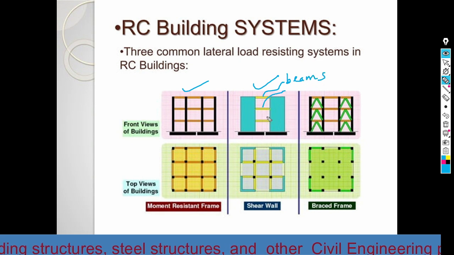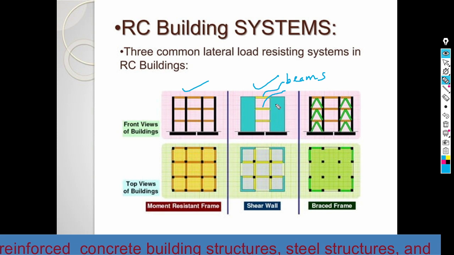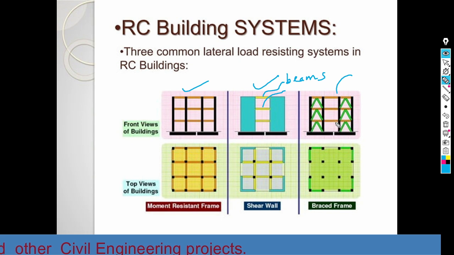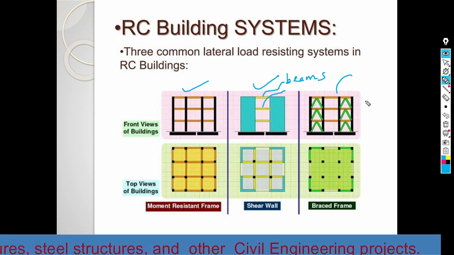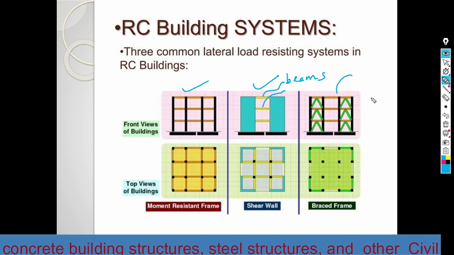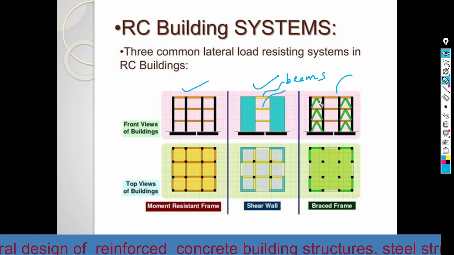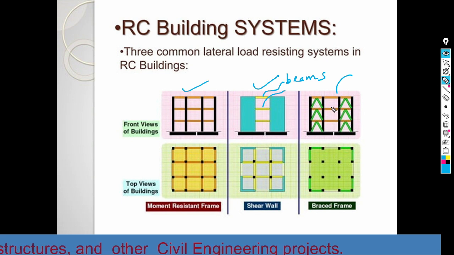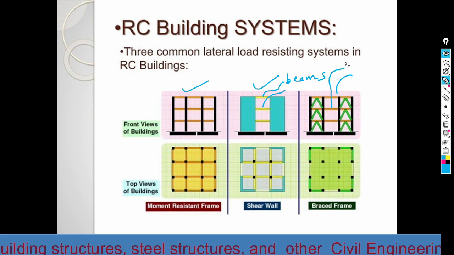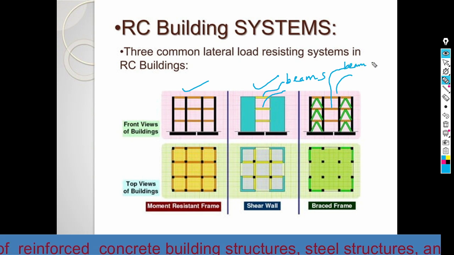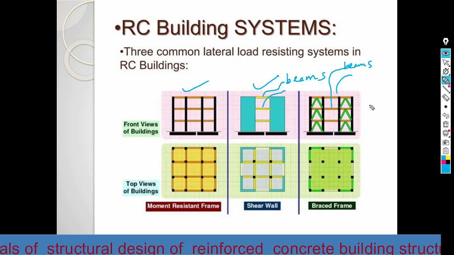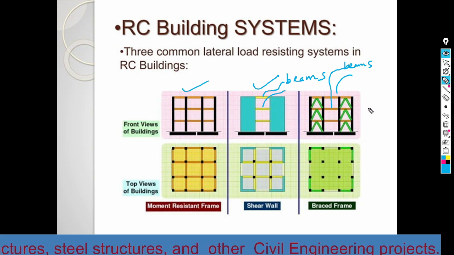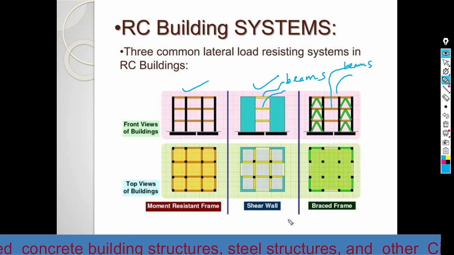All those are beams which connect or brace the shear walls. And this one is a braced frame system, which is a combination of shear wall, columns, and braces. Here we don't have any, and also we have beam here. So it is a combination of beams, columns, and braces together with shear wall.